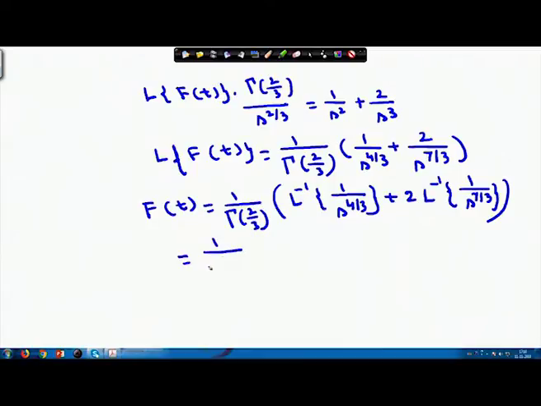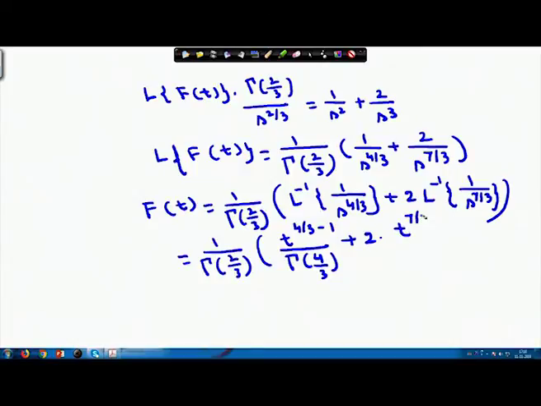So, I can write this equals 1 by gamma(2/3) into t to the power (4/3 minus 1) by gamma(4/3). This will be one case, plus 2 into t to the power (7/3 minus 1) by gamma(7/3). And now, if I make the changes from here, what you are obtaining is the following.